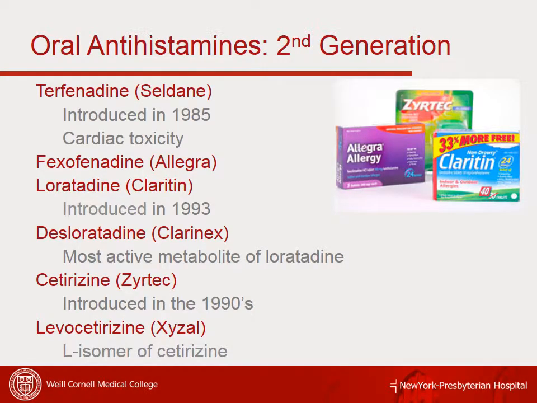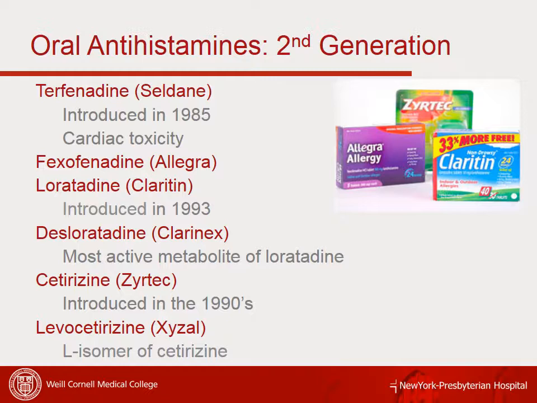So the second-generation antihistamines do not have the same anticholinergic effect that the first generation does, and they also don't cross the blood-brain barrier as well. These were introduced in the 1980s. Seldane was the first to the market. However, this was taken off the market due to cardiac toxicity. And the others that joined the market: Allegra, Claritin, Zyrtec, and then some derivatives of Claritin, for example. Clarinex was the most active metabolite.